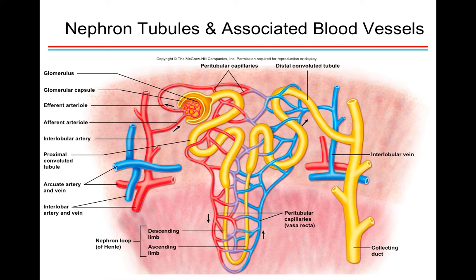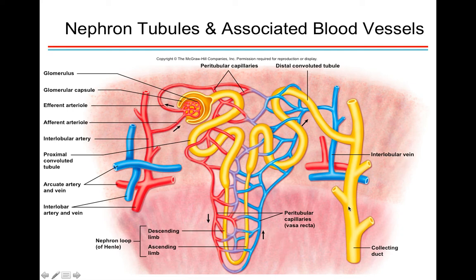the descending loop of Henle, which is the first portion, its job is concentration. And the ascending loop of Henle also plays a role in concentration as well. So both the descending and ascending loop of Henle play a role in concentration. And then we have the distal convoluted tubule, and its main function is secretion. And then the filtrate can drain into the minor calyx after this.